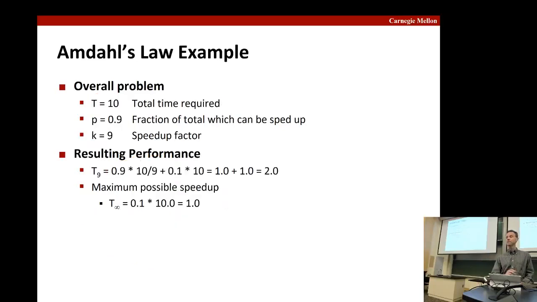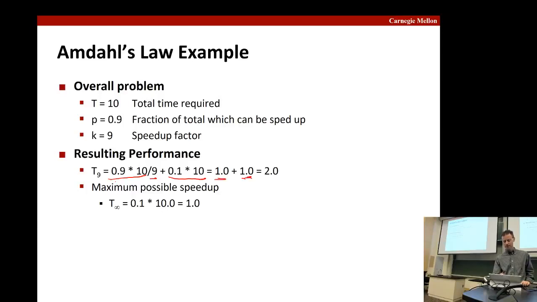So here's an example. Suppose I say, okay, I'm able to speed up 90% of my code, and not only that, I can speed it up by a factor of 9. So it seems like overall I ought to be speeding up the whole thing by maybe 80% or something. But no, because of Amdahl's law, on that 90% you get a speedup of 9, but on that 10%, you're stuck running serially slow.